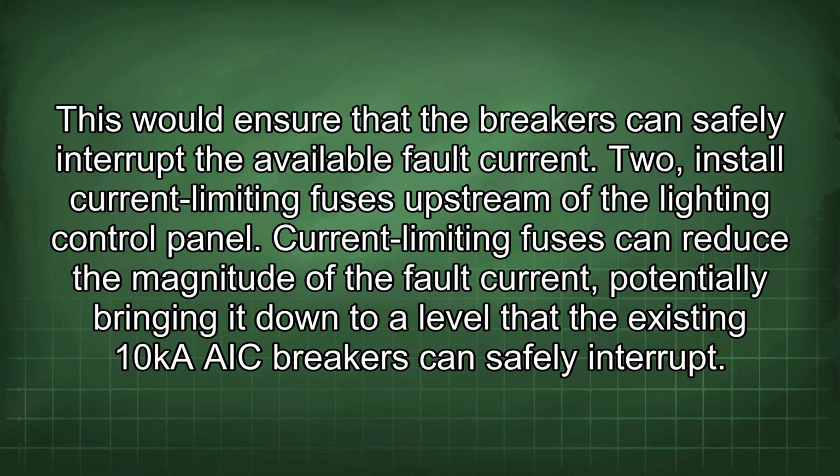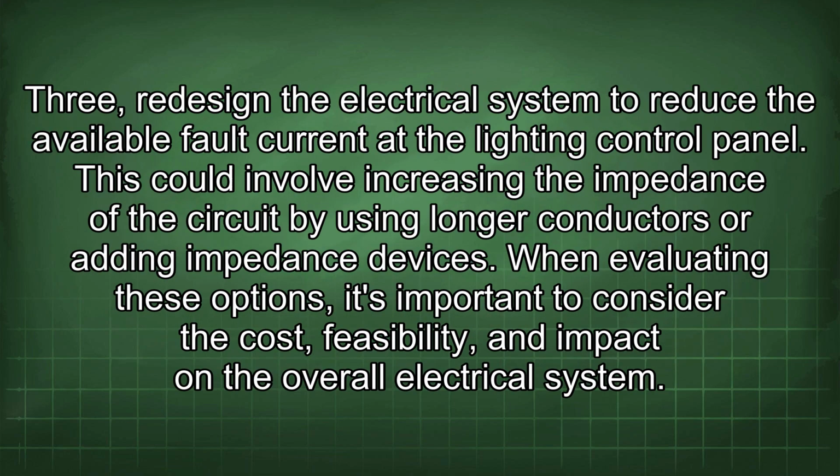Two: install current limiting fuses upstream of the lighting control panel. Current limiting fuses can reduce the magnitude of the fault current, potentially bringing it down to a level that the existing 10 kAIC breakers can safely interrupt. Three: redesign the electrical system to reduce the available fault current at the lighting control panel. This could involve increasing the impedance of the circuit by using longer conductors or adding impedance devices. When evaluating these options, it's important to consider the cost, feasibility, and impact on the overall electrical system.